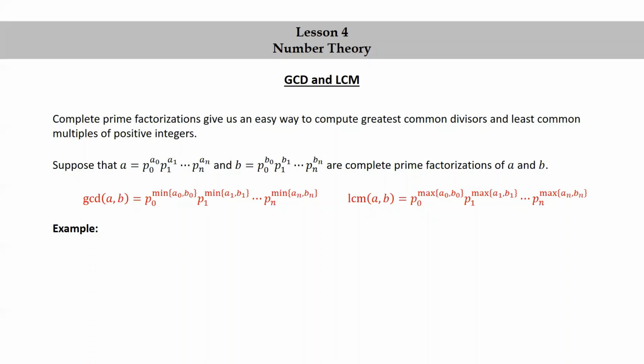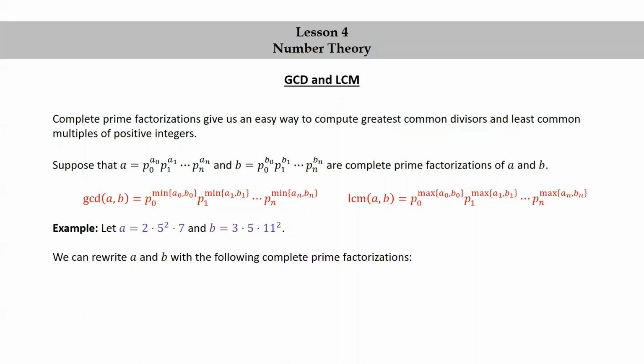Let's look at an example. Let A equal 2 times 5 squared times 7, and B equal 3 times 5 times 11 squared. We can rewrite A and B with the following complete prime factorizations. A equals 2 to the 1 times 3 to the 0 times 5 to the 2 times 7 to the 1 times 11 to the 0. And B equals 2 to the 0 times 3 to the 1 times 5 to the 1 times 7 to the 0 times 11 to the 2.